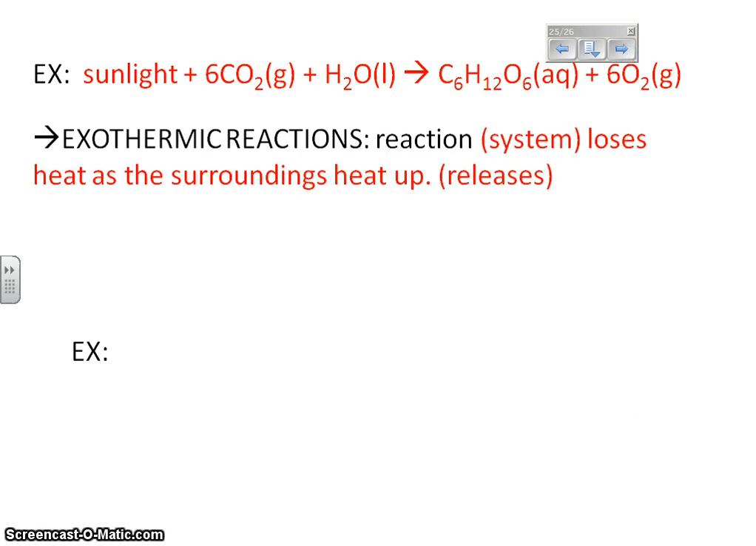So in an exothermic reaction, on page 506, the exothermic reaction is picture letter B, which is the person who's running. The system is the runner, and the surroundings obviously are the air. In an exothermic reaction, it loses heat as the surroundings heat up. The reaction, which is the system, loses heat as the surroundings heat up. So this is a release. Exothermic is a release.